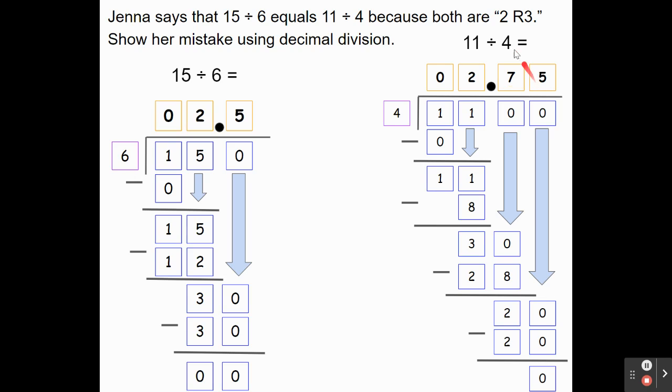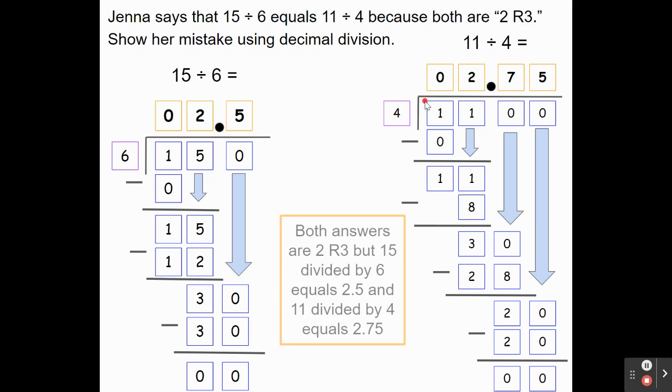So even though both of these answers are 2 remainder 3, if we represent our remainders as a decimal, we are going to get different answers. Both answers are 2 remainder 3, but 15 divided by 6 is 2 and 5 tenths, while 11 divided by 4 is 2 and 75 hundredths.